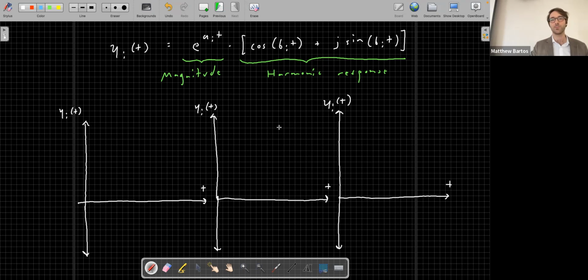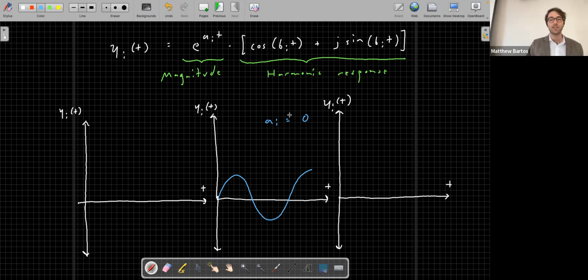So first, let's think about the case where AI is equal to 0. What will the response look like if AI, the real component of the root, is equal to 0? What will this term become here? 1. And so you'll end up with just the harmonic component, right? So you'll get a pure sinusoid. Remember, we saw this when we looked at the spring mass system.